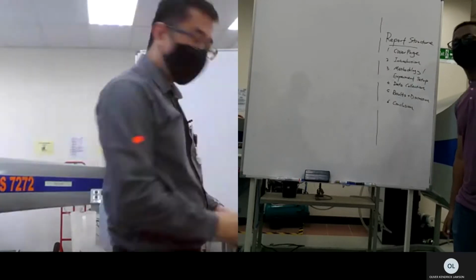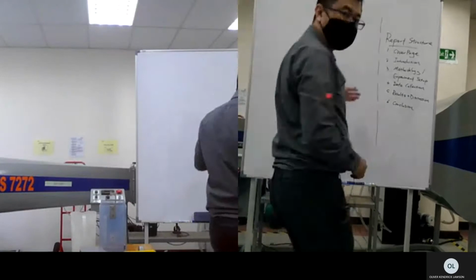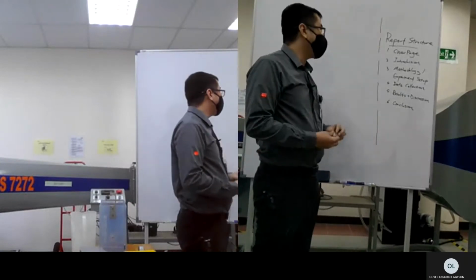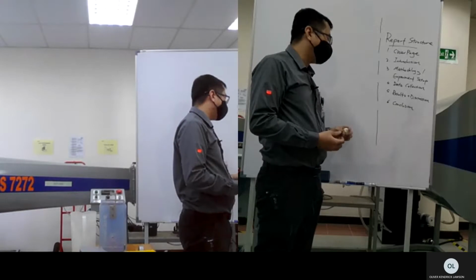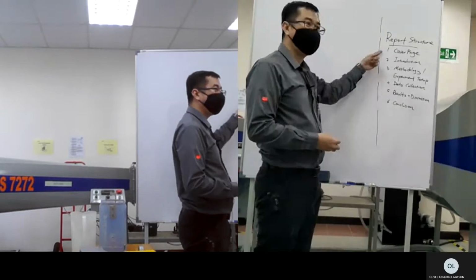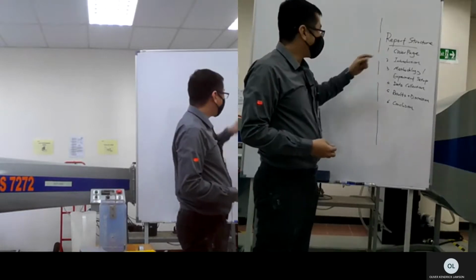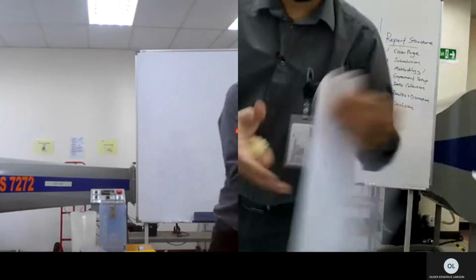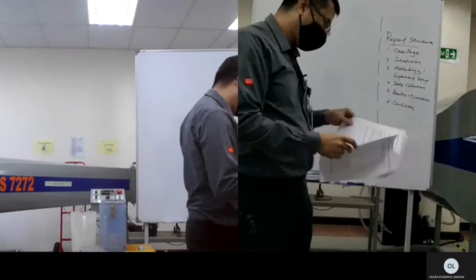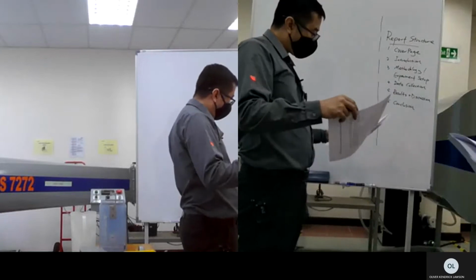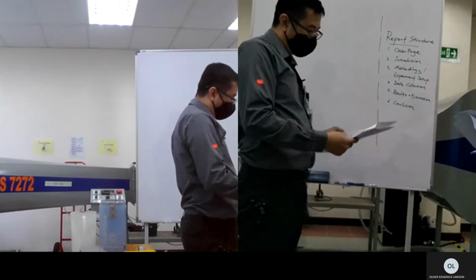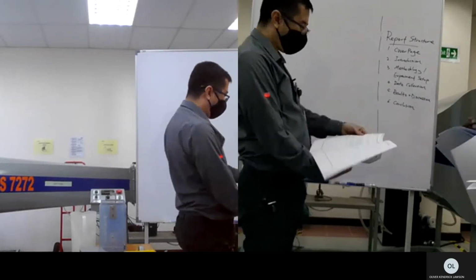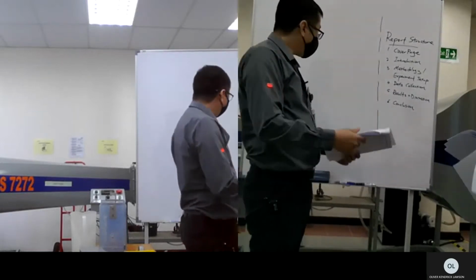All right. Before we start, I'll talk about the structure of the report. You start with the cover page that you download from the course outline, the course guide. Then after that, you start with the introduction. All the lab sheets that I sent you already have the introduction, so you just copy everything from the theory side, from one to one.